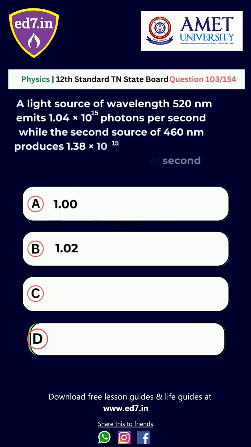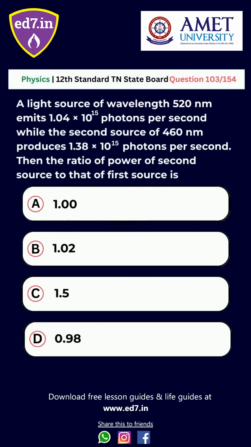Question number 103. A light source of wavelength 520 nm emits 1.04 into 10 power 15 photons per second, while the second source of 460 nm produces 1.38 into 10 power 15 photons per second. Then, the ratio of power of the second source to the first source is: option A 1.00, B 1.02, C 1.5, D 0.98. The right answer is option C, 1.5.